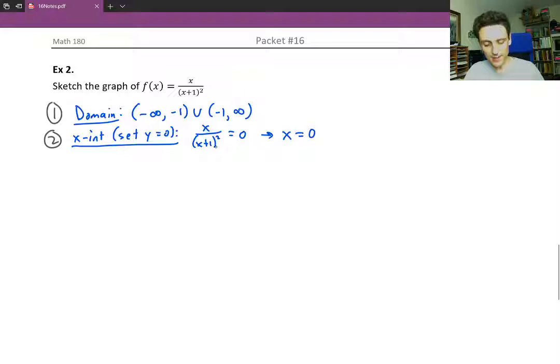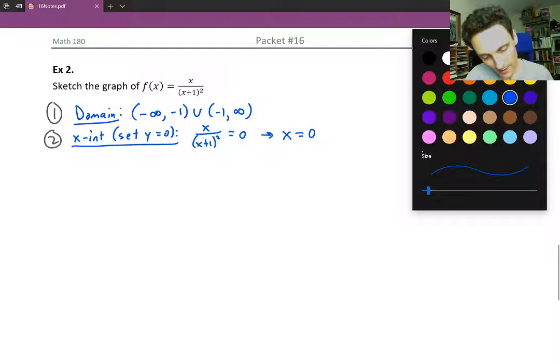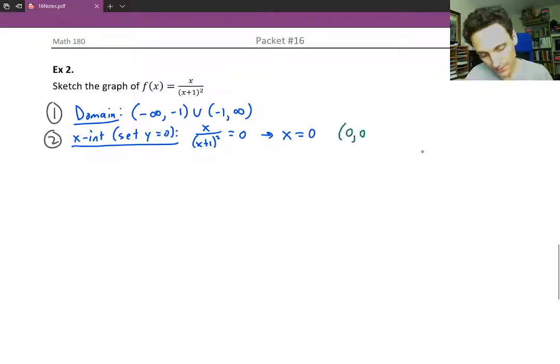That makes sense because if you do set the whole fraction equal to 0, the very next step you can always take is to multiply both sides of the equation through by the denominator of the fraction. And that'll get rid of the denominator and give you an equation: the top equals 0. So we get x equals 0, which corresponds with an x-intercept of (0, 0).